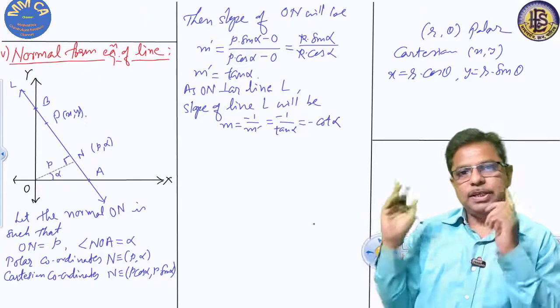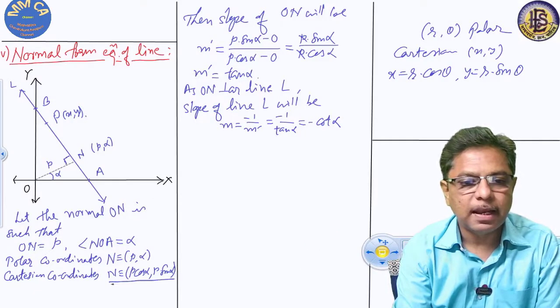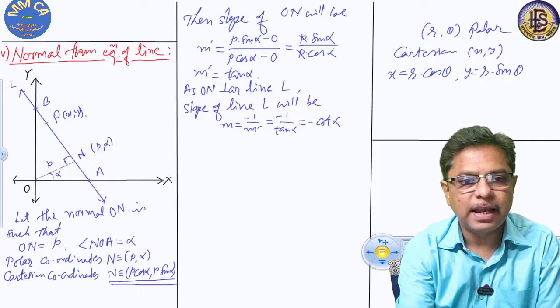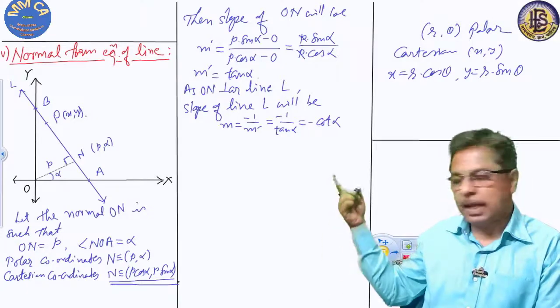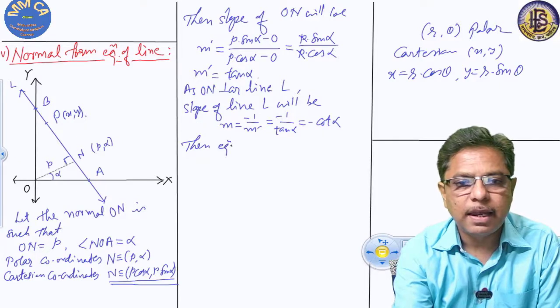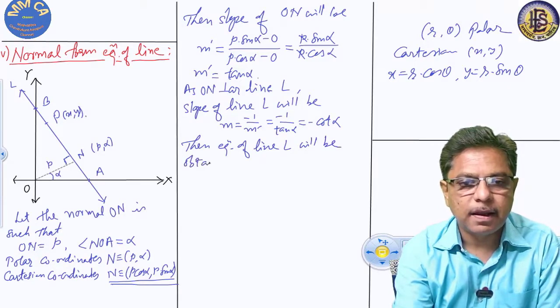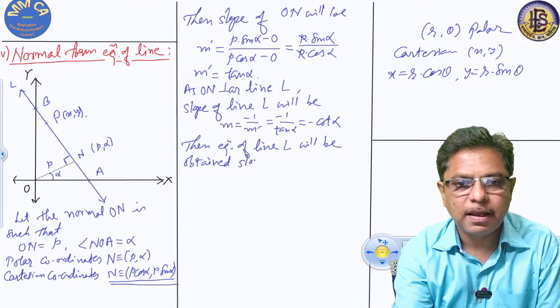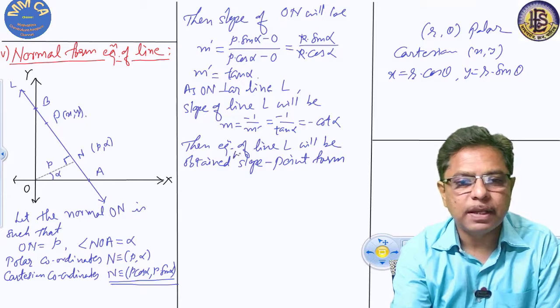Okay. And now see here, we got two things. First, N is a point on the line L whose coordinates are p cos alpha, p sin alpha. And we got the slope of line L. And we have to find then the equation of line L. Because already we have slope there, so we'll use slope and we have point there. So it is obtained by slope point form here.